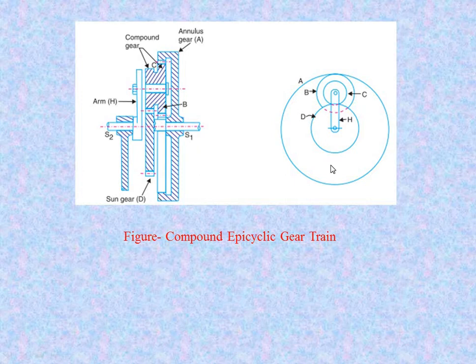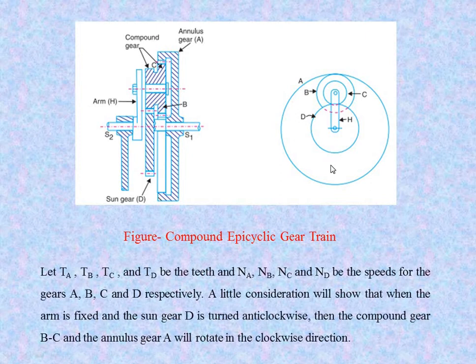This figure shows the compound epicyclic gear train. This is the actual figure, and this is the cross-sectional figure. In this cross-sectional figure, we see the exact pictorial presentation of the sun and planet gear.